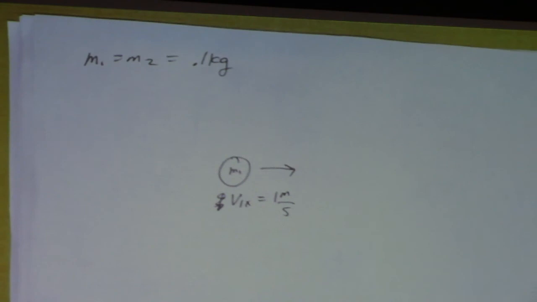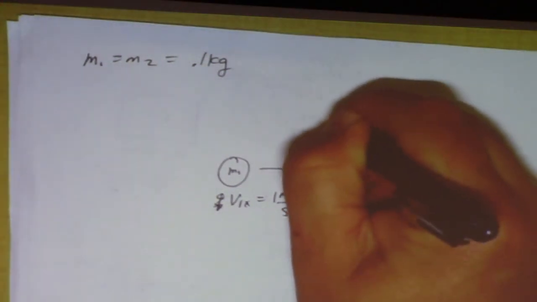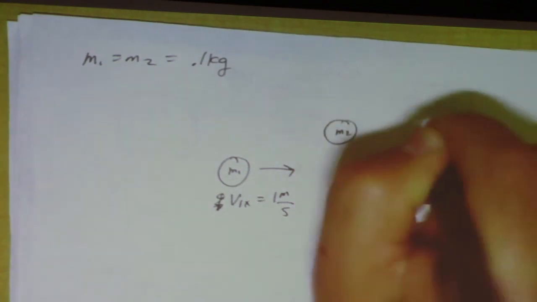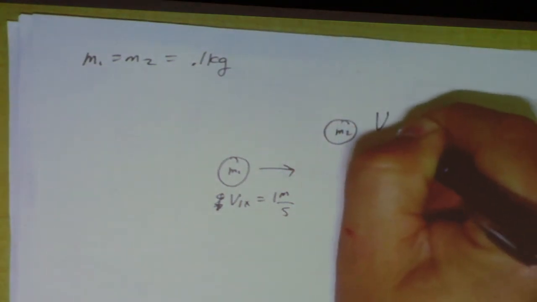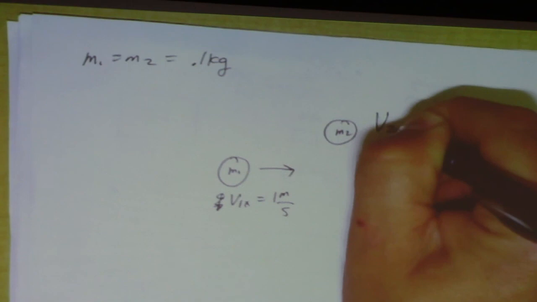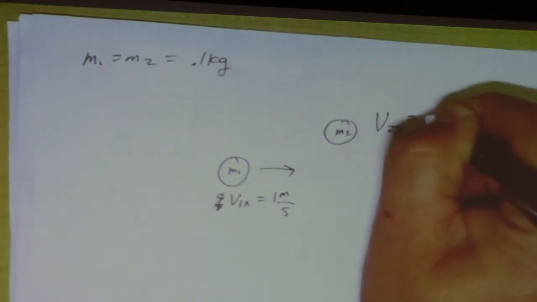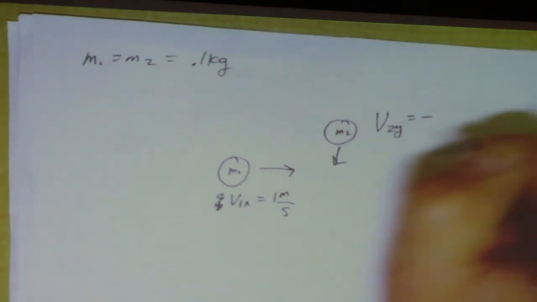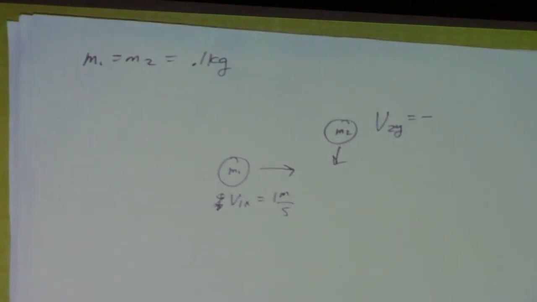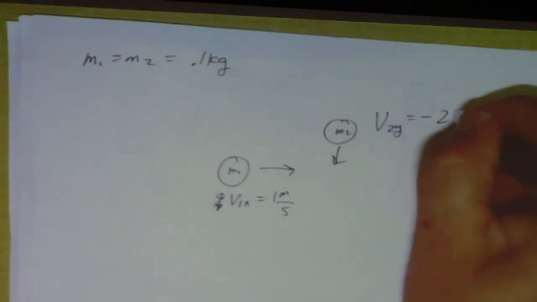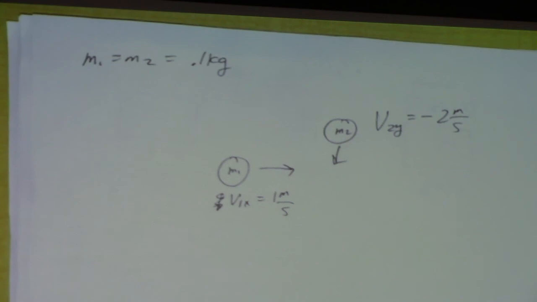And puck 2 is traveling in the negative y direction at 2. Puck 2 is only traveling in the y direction, and it's moving this way, so that would be negative 2. And I'm saying right is the positive direction, up is the positive direction, so then down is negative. Okay, so this is initially what's going on.